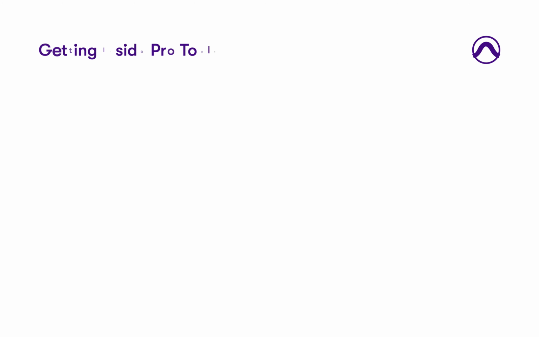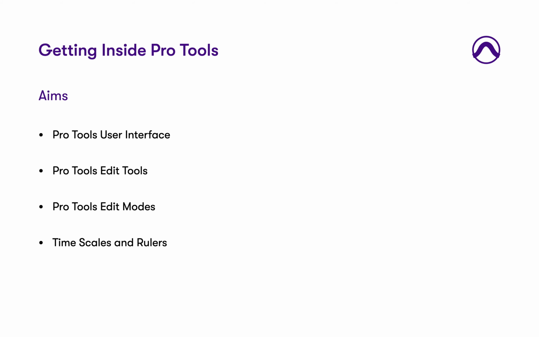In our last video, we started exploring the Pro Tools user interface with the Pro Tools menu structure. In this video, we shall expand on that by exploring more elements of the user interface, starting with all of the important windows that you will work with. We shall also go over some of the common edit tools and edit modes in Pro Tools. And lastly, we'll take a look at all of the timescales and rulers that Pro Tools has to offer.